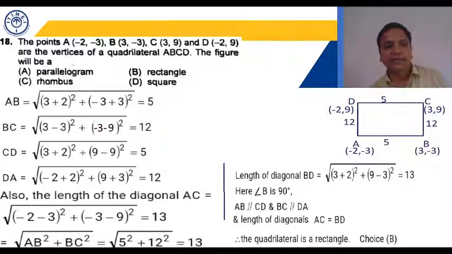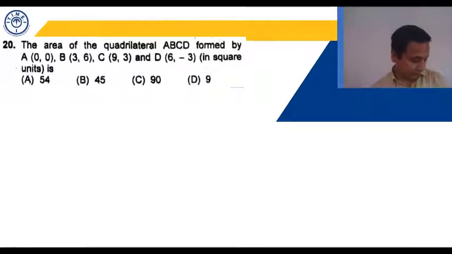Question number 19th. Sorry, 20th. Question number 20th. The area of a quadrilateral ABCD formed by the 4 vertices in square units. You have to find the area.